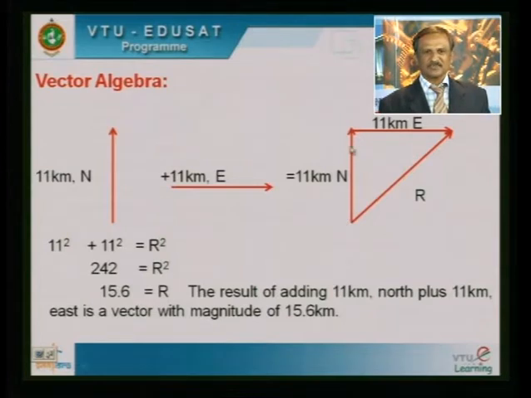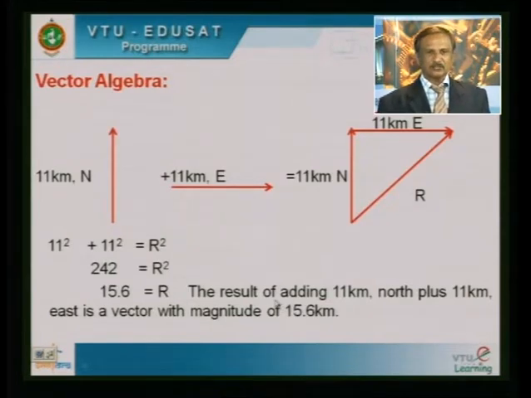In the similar way, you can take 11 square plus 11 square, that is equal to r square, what I have written here. Is it clear? I hope you can simplify. So you will get 242 is equal to r square. Or you can find the value of r, that is equal to, I hope you will get 15.6, that is the result of adding 11 kilometer north plus 11 kilometer east. It is a vector with magnitude of 15.6 kilometer. Is it clear?